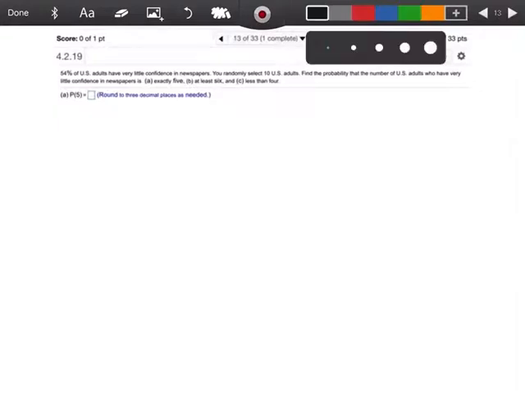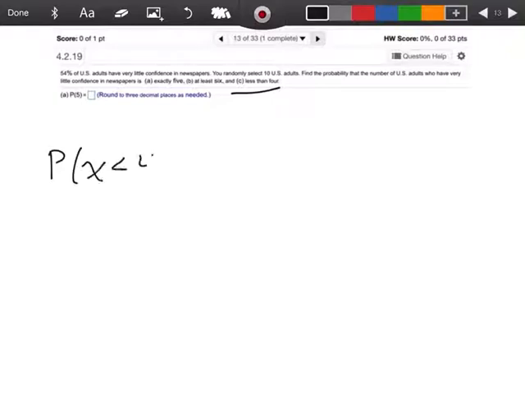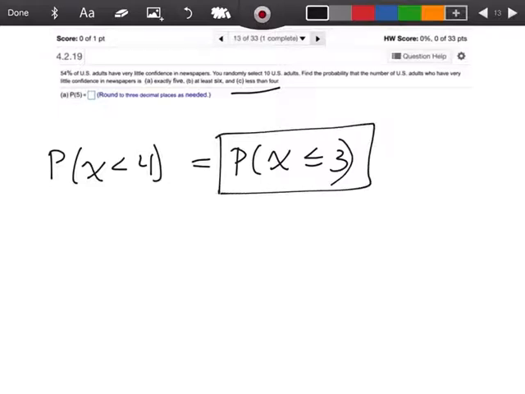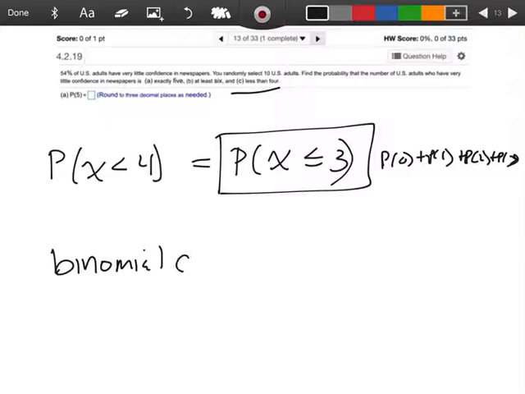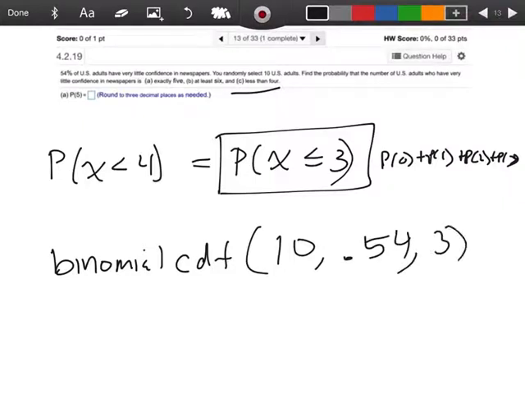Now there is a part C. Part C says less than 4. Less than 4 is the same thing as saying X is less than or equal to 3. So how do I find less than or equal to 3? That's the same thing as saying the probability of 0, the probability of 1, the probability of 2, and the probability of 3, and add them all up. This is when I can use, again, my binomial CDF, still with my n being 10, my probability being 0.54, and my x is 3. This is exactly what I'm looking for.